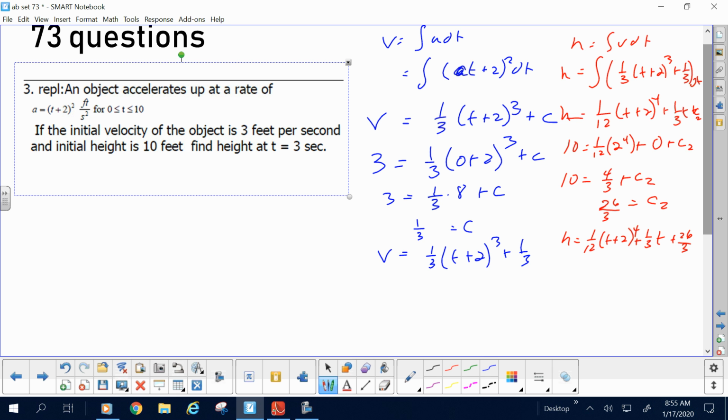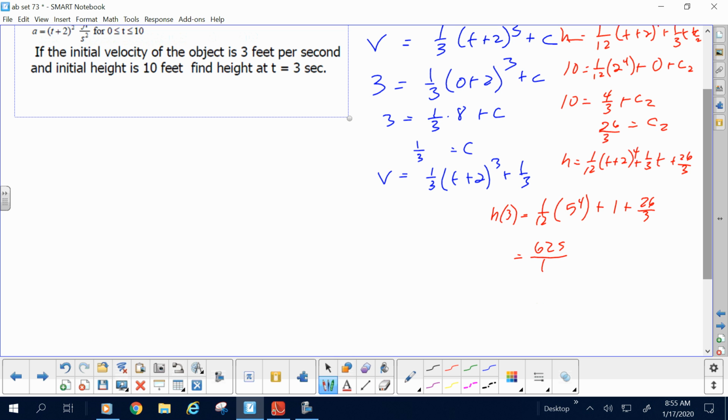And now the height at 3 seconds is 1/12 of 5 to the 4th plus 1 plus 26/3. 625 twelfths plus 12 twelfths plus 104 twelfths. What do you got there? 741 twelfths feet. Do you agree? That reduces, doesn't it? Yeah, 3 goes into it for sure, so if you do that, I get 247 over 4.